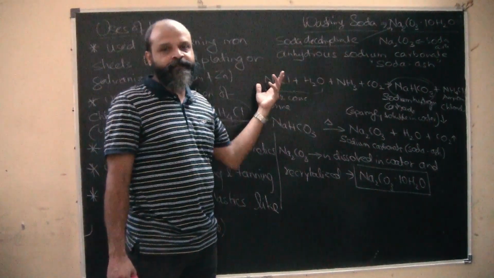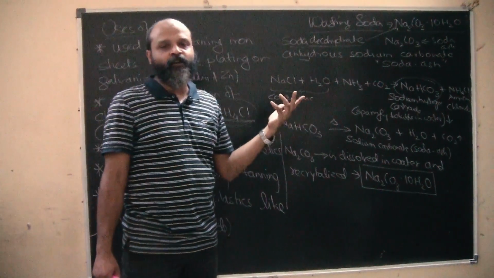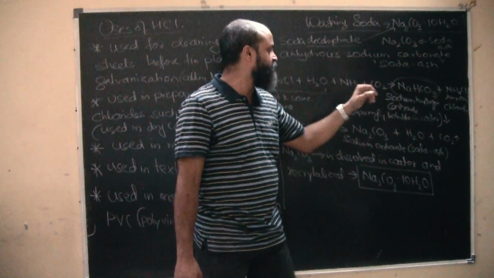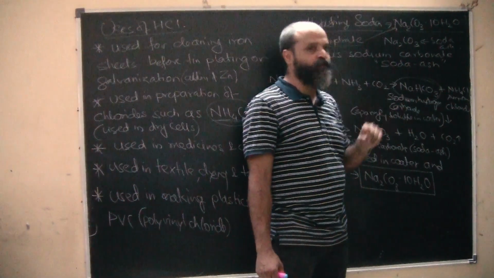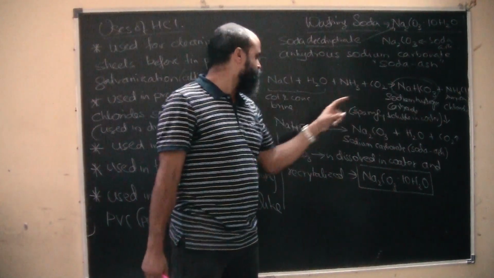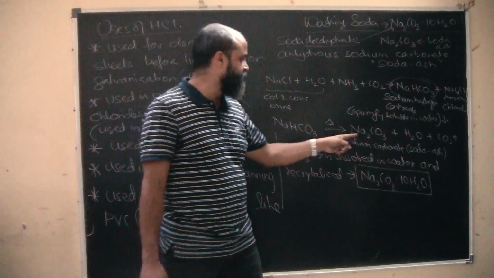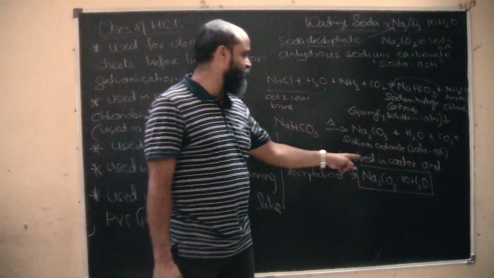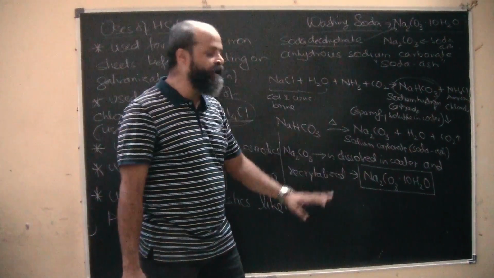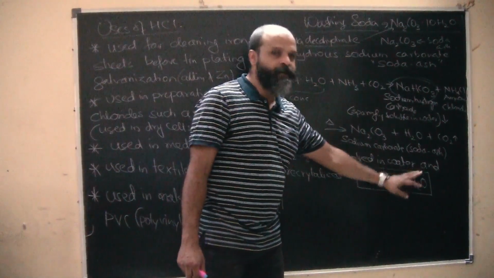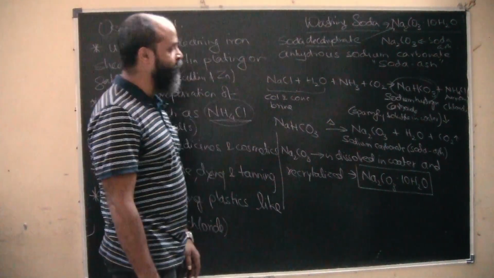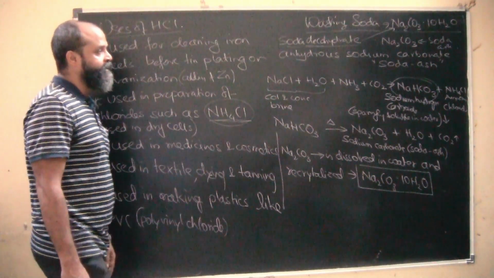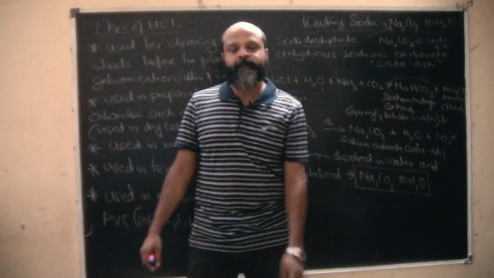So how do we prepare this? We take a concentrated and cold solution of sodium chloride in water and treat it with ammonia and carbon dioxide. We get sodium hydrogen carbonate and ammonium chloride. When we heat this sodium hydrogen carbonate, we get sodium carbonate plus water plus carbon dioxide. This sodium carbonate is dissolved in water and recrystallized to get sodium carbonate with 10 molecules of water in it. So that is how washing soda is prepared.